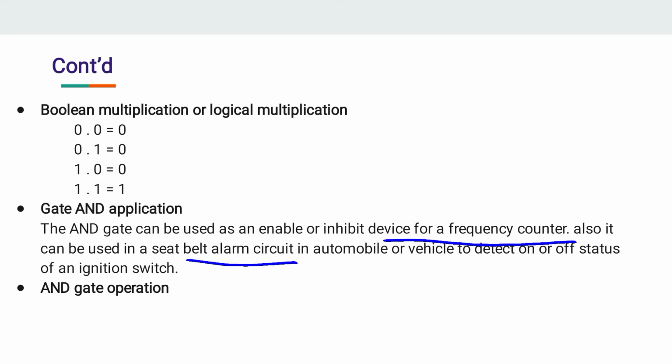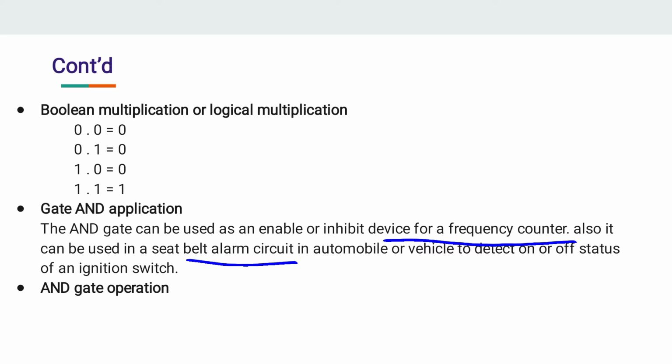Clear? So when there is a condition you are having in the vehicle, for example fire. So when fire comes, we need an alarm to go off, so there is a condition: if it is equal to 1 then the alarm will be on. Clear? So this is the application for the AND gate.